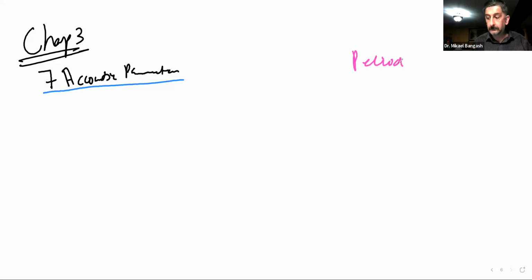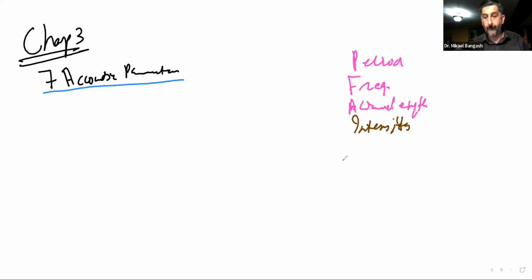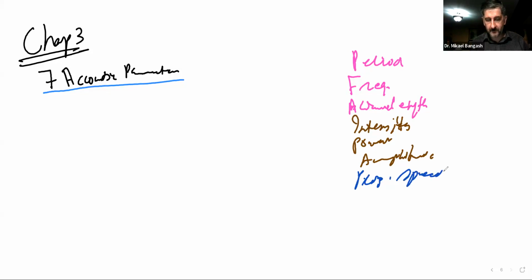And we already said the 7 acoustic parameters that we had were period, frequency, wavelength, we can also say intensity, power, and amplitude, and the last one is going to be the propagation speed.